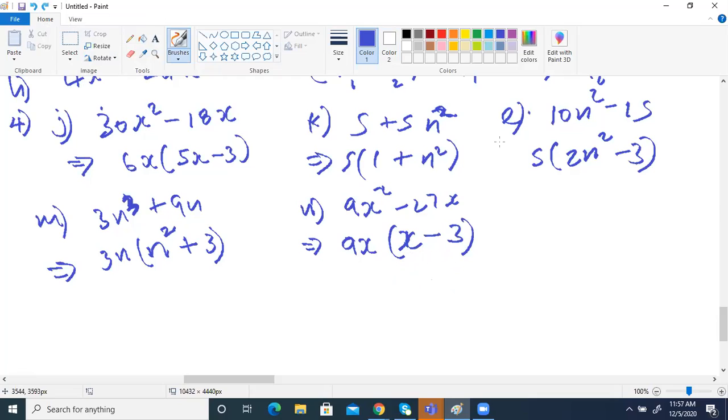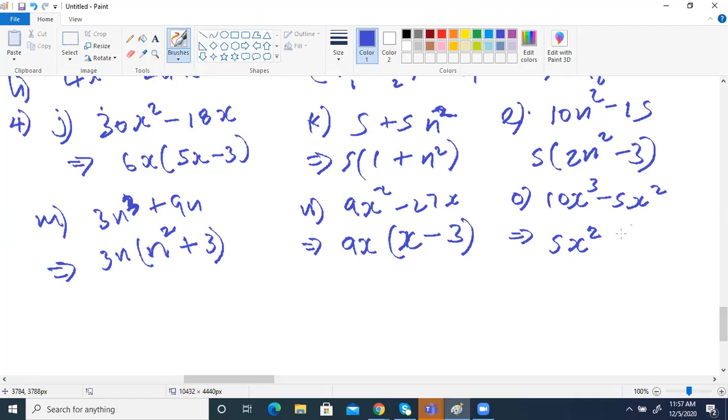All right, the next one, I think the last one, is 10x cubed, to the third power. The answer is 5x square, open bracket, 2x. Are you sure? This is third power. It should be 5x, open bracket, 2x square minus x.